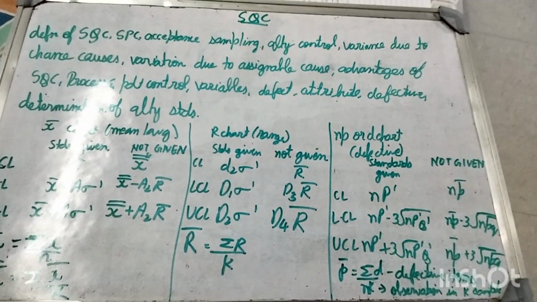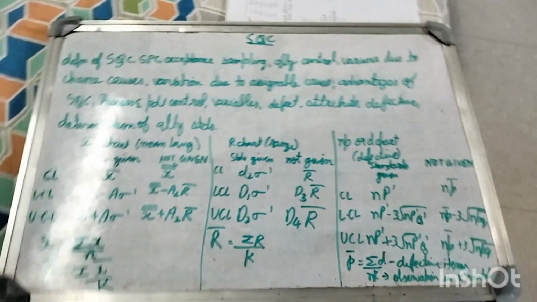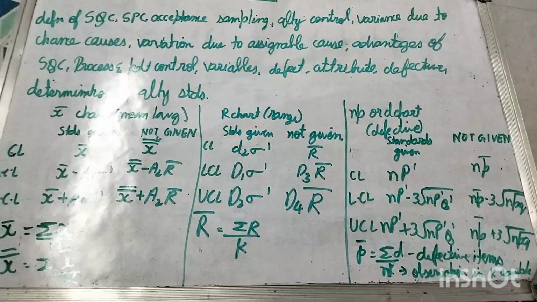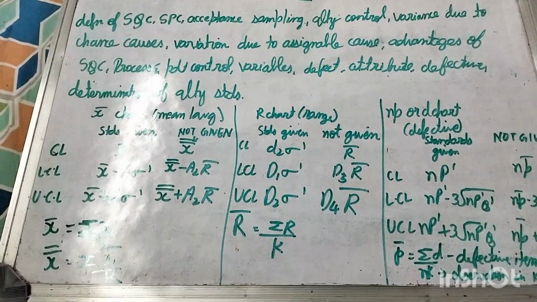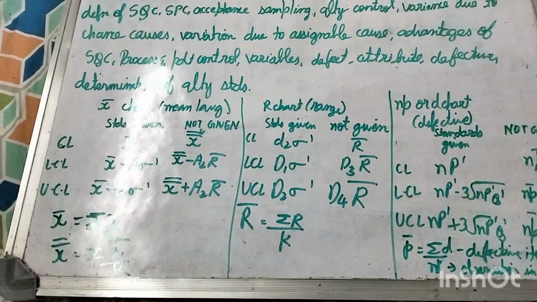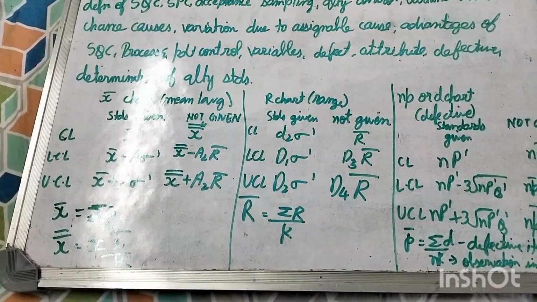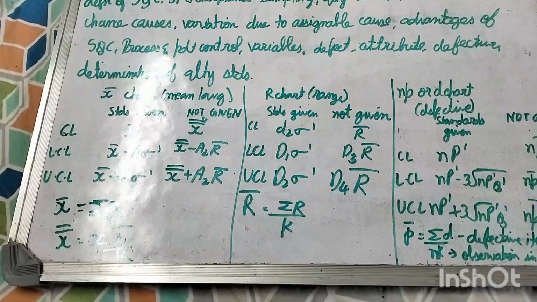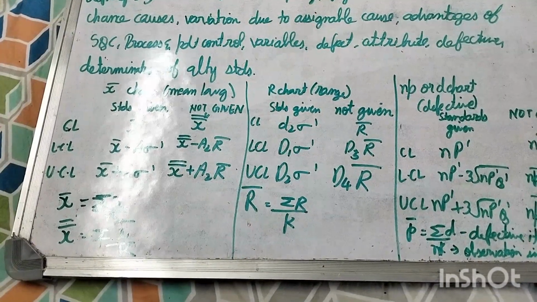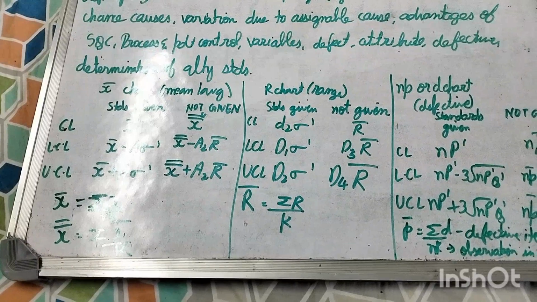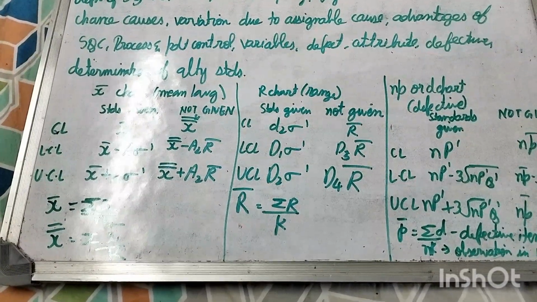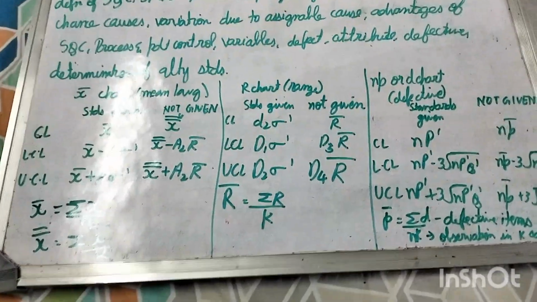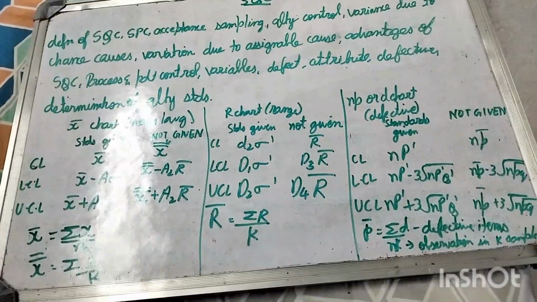Welcome back. So this is the next chapter, that is statistical quality control. So first in this chapter we will be doing the definition of SQC, product control, acceptance sampling, quality control, variance due to chance causes, variation due to assignable cause, advantages of SQC, process and product control, variables, defect, attribute, defectives, determination of quality standards, and all of that. So first off, in this chapter we have four charts.